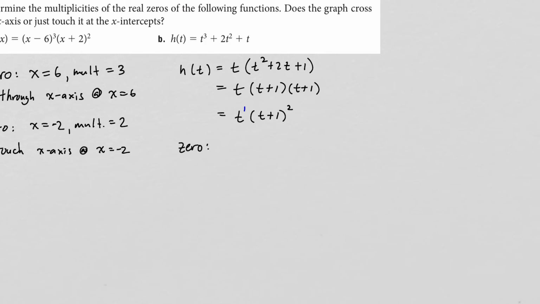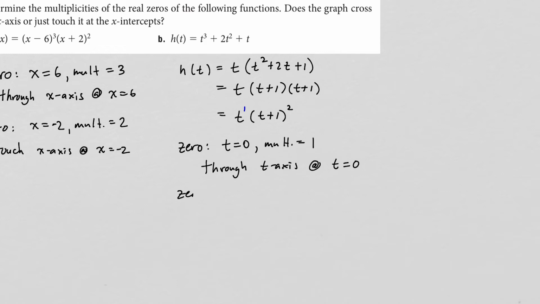So the first 0 is the number that makes this factor 0. And of course, that is the number t equals 0. And its multiplicity is equal to 1. So its multiplicity is odd. And if the multiplicity is odd, it will pass through the axis. And in this case, it's the t-axis. So it will pass through the t-axis at t equals 0.